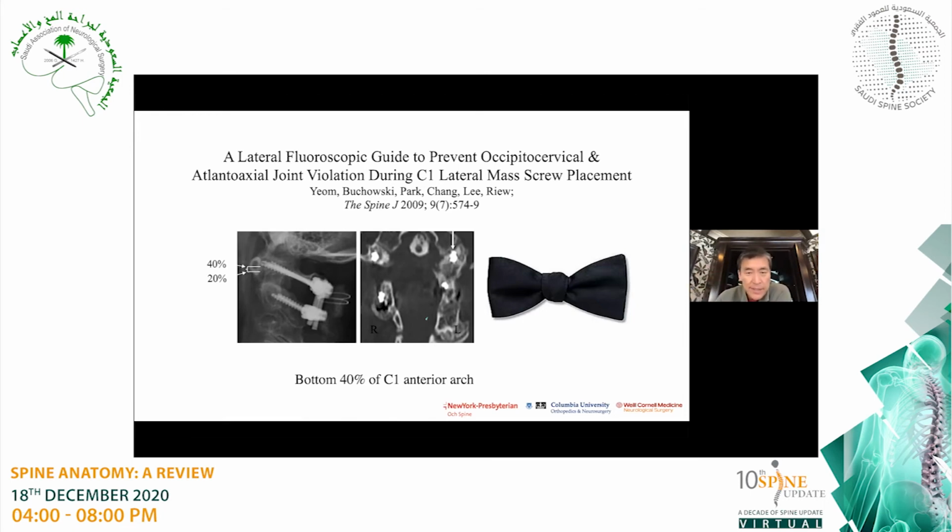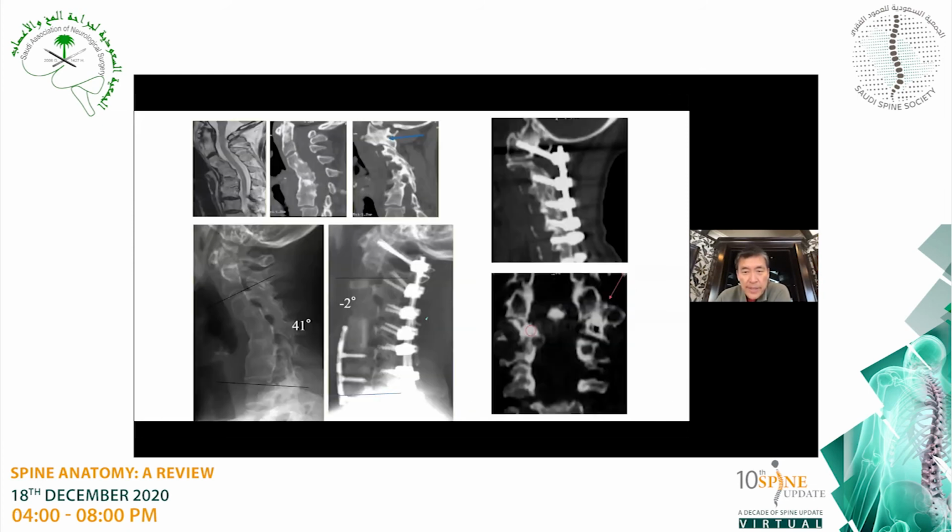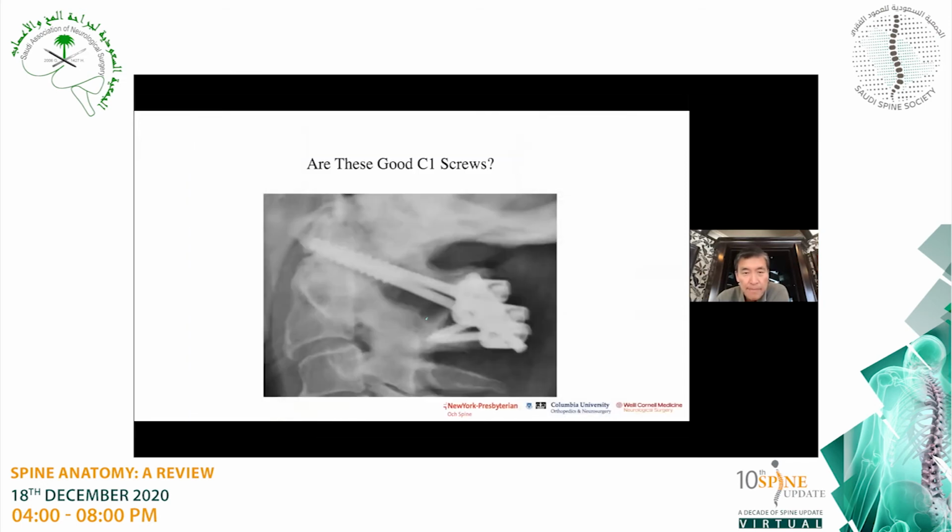as I did in this case that we reported. And in this case that was part of that paper, you can see that I ended up violating that occipital-cervical joint, and I ended up having to remove that screw before it caused traumatic arthritis of that joint. And you can see on the lateral image that C1 lateral mass screw is just a little too high. Now, how about this? This is low enough.